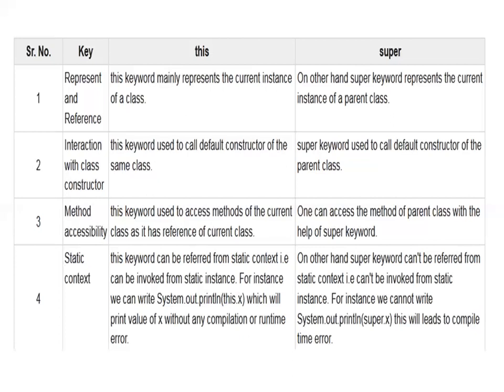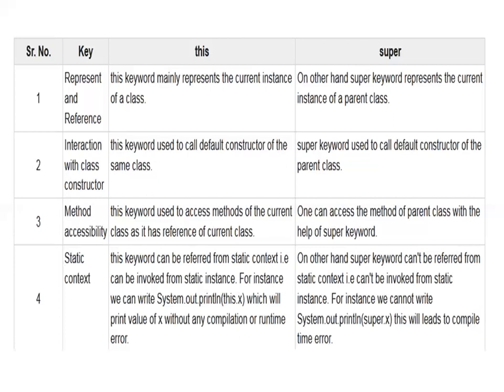Now for this we don't need to create the object. Whenever we have an instance variable, we can call it by using the this keyword. This is one of the features we have. The this keyword mainly represents the current instance of a class. It is used to call the default constructor of the same class. Getting what I am saying? The default constructor of the same class.